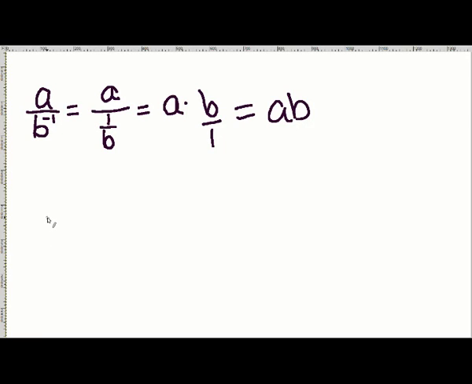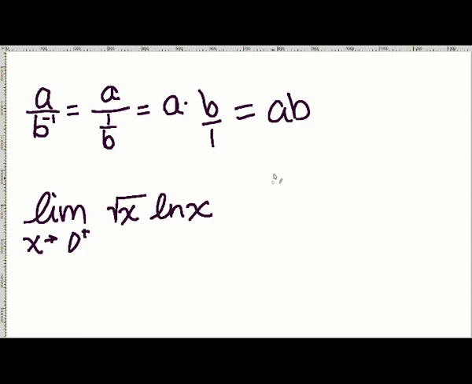And so if I have something like the limit as x goes to 0 from the right of the square root of x times the natural log of x. Square root of x looks like this, and natural log of x looks like this. And as I approach 0 from the right, this graph is going to 0, and this graph is going to minus infinity. So we have a 0 times infinity indeterminate form.